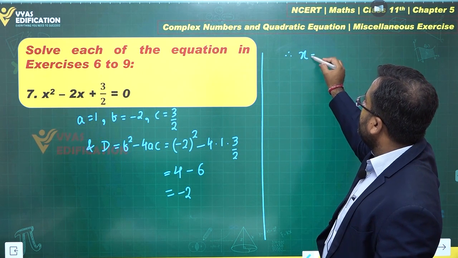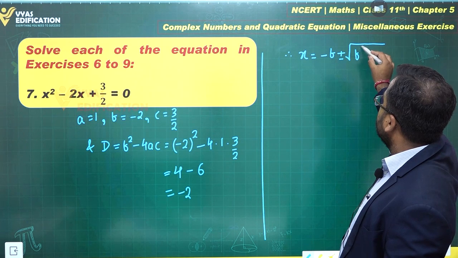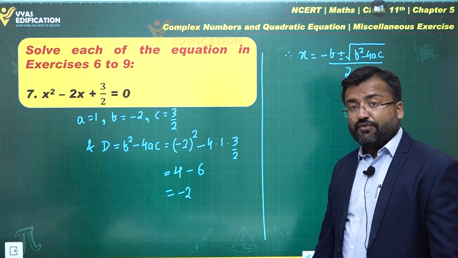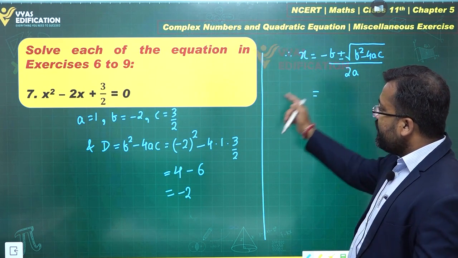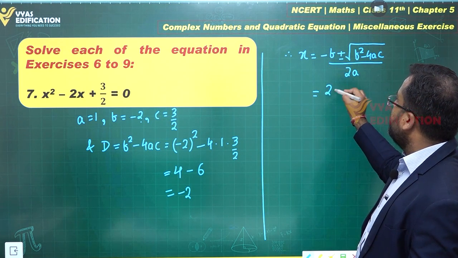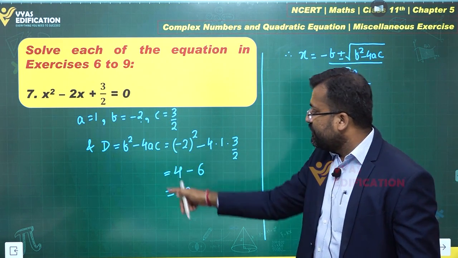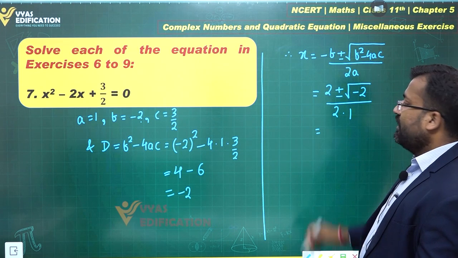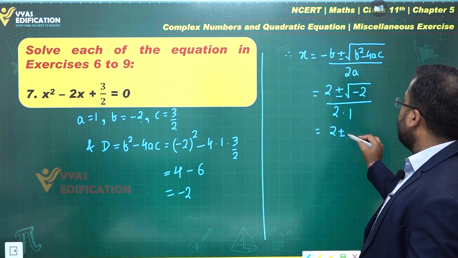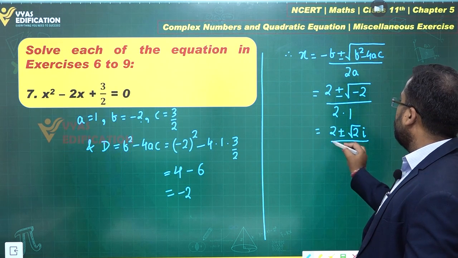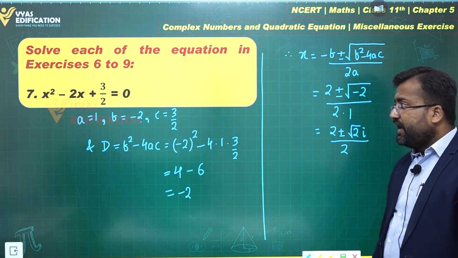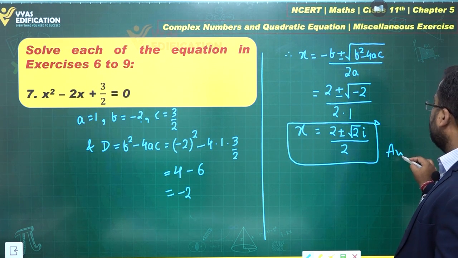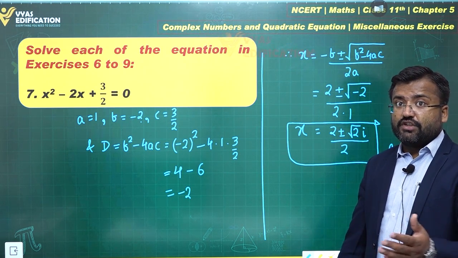Therefore, x equals minus b plus minus under root of b square minus 4ac upon 2a. Sridharacharya formula, yes. What you obtain is minus b, which is minus of minus 2, that will give me 2, plus or minus under root of b square minus 4ac, which is minus 2, over 2 times a, which is 1. What will this give me? This is 2 plus or minus root of 2 times i over 2. Right? This is what I get. And those are the final values of x that I want. Is that my answer? Yes, that is my answer for this question.